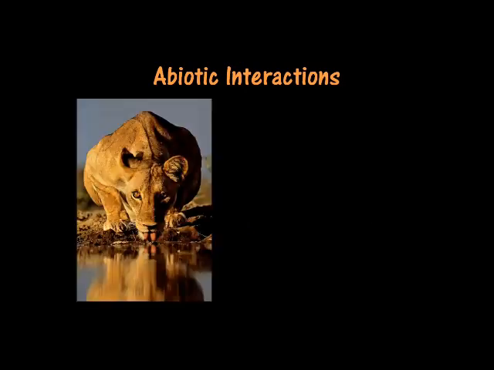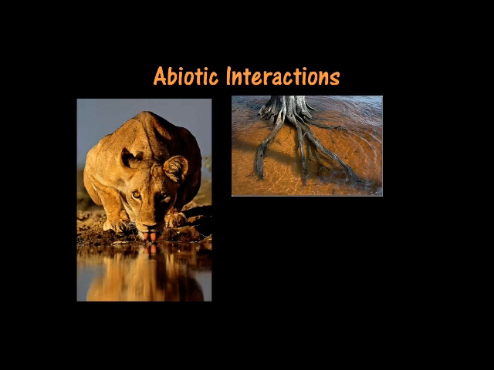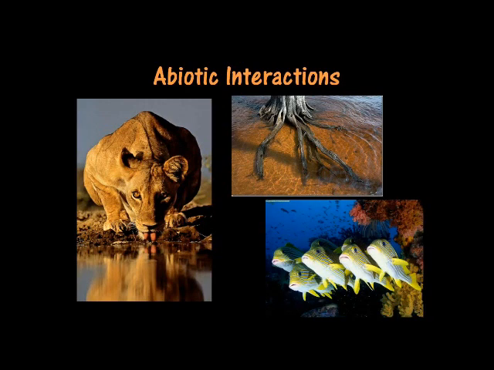Organisms also need water to drink or to absorb. Fish use water as a habitat. Using water would be an example of an abiotic interaction. Without water, organisms could not survive.